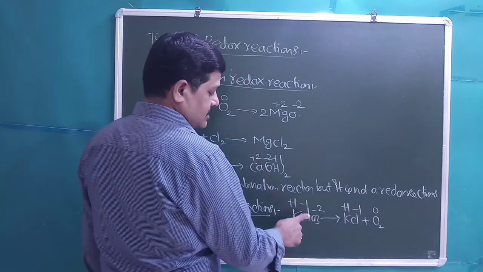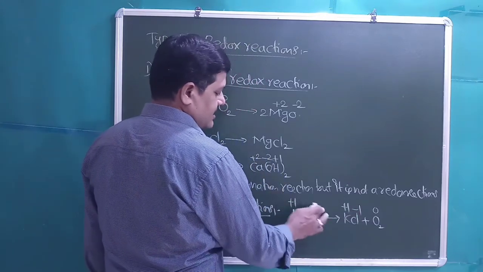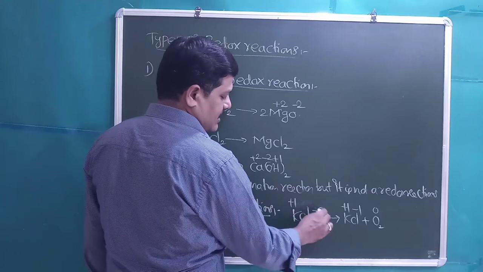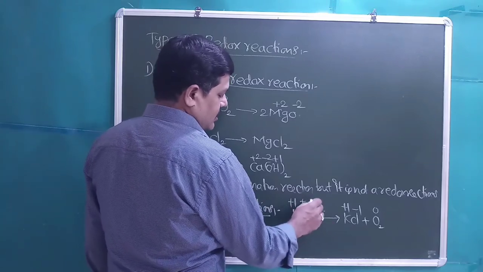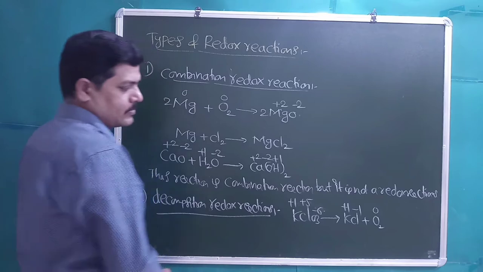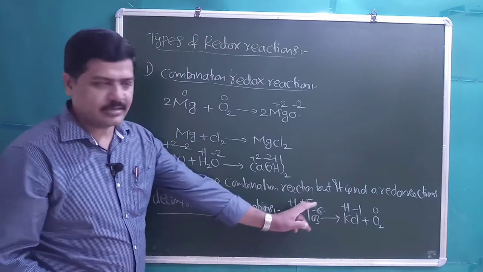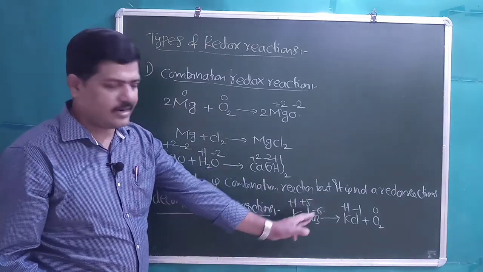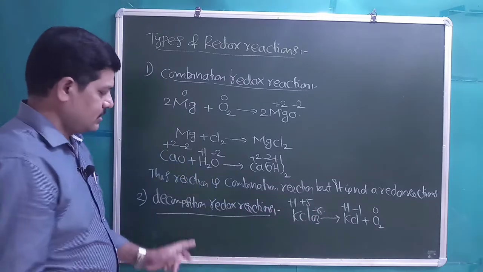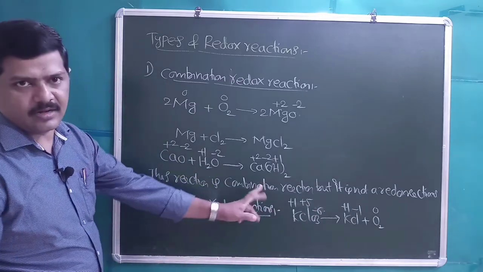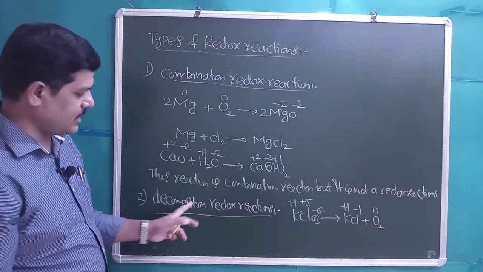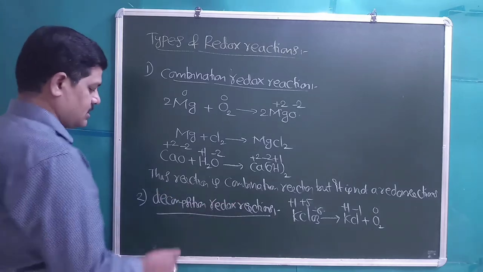Let us find out the oxidation number for the chlorine again. -2 into 6 is -6. Then for the chlorine it is +5, right? So there is a change in oxidation numbers for the chlorine and oxygen. So it is a decomposition reaction and a redox reaction. So we can call it a decomposition redox reaction.